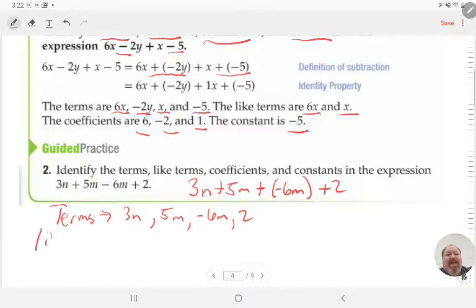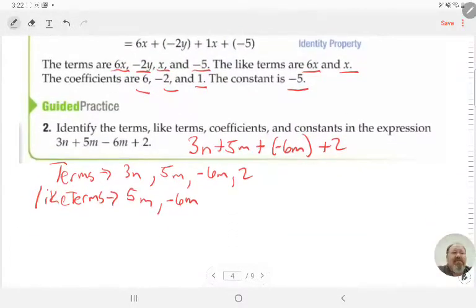Now my like terms would be 5m and negative 6m. That would be my like terms. Okay? Now my coefficients would be 3, 5, and negative 6. Those are the numbers in front of the variables.